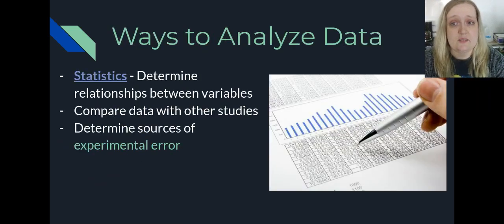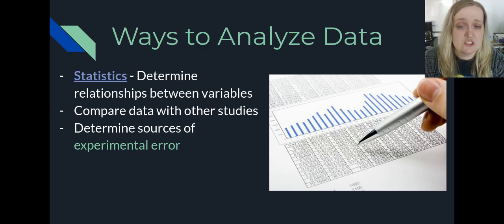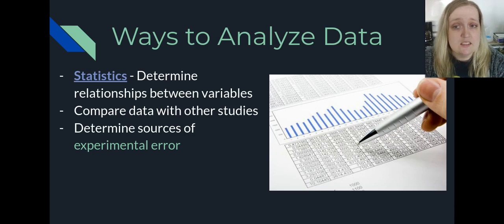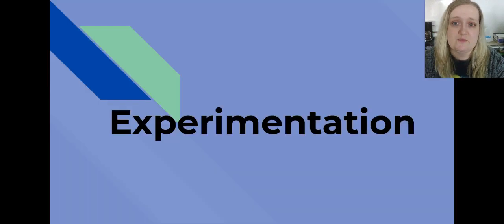Ways to analyze data. Statistics is a way that scientists can analyze data. This is a technique of determining relationships between variables. Statistics are useful because you can compare your data with other studies that tested similar things. It also helps determine sources of experimental error. An experimental error is going to show you how accurate your experimental results are.